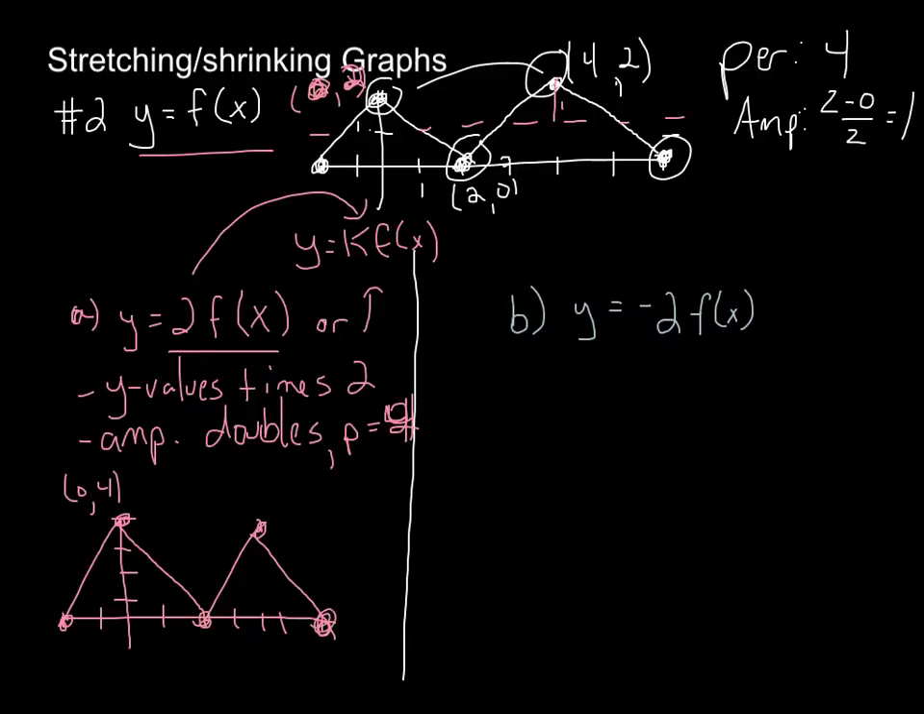Look at that. Isn't she pretty? She is pretty. Okay. Amplitude doubles. Period was 4. Make that period 4.